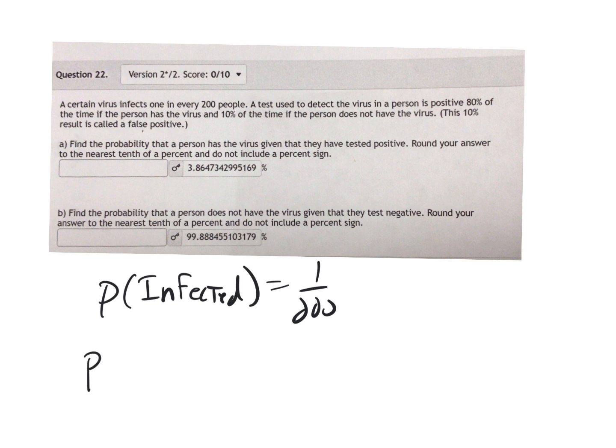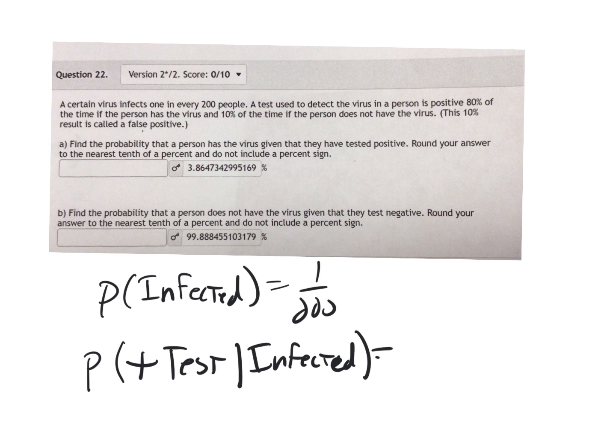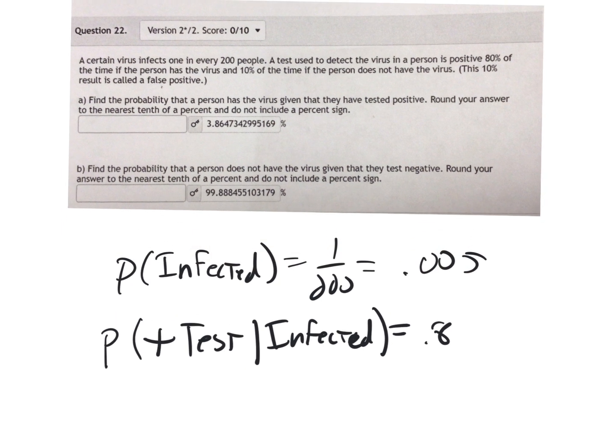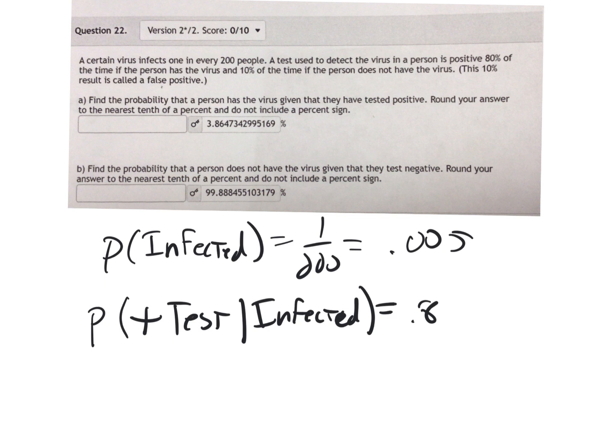They told me the probability of somebody testing positive, given that they have the virus, infected, is equal to 0.8. So I'm going to write it as a fraction. This is a decimal, 0.005. This is 0.8.